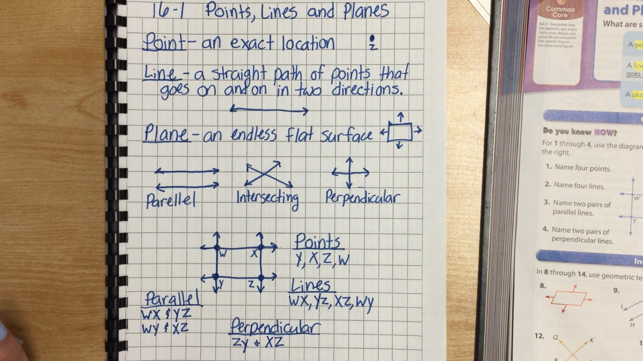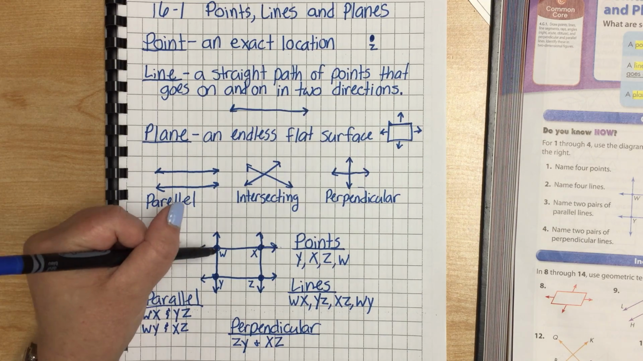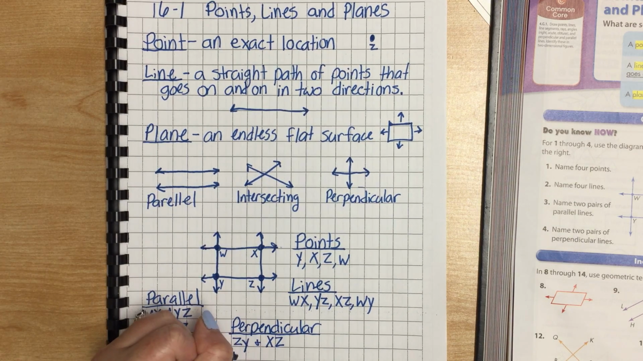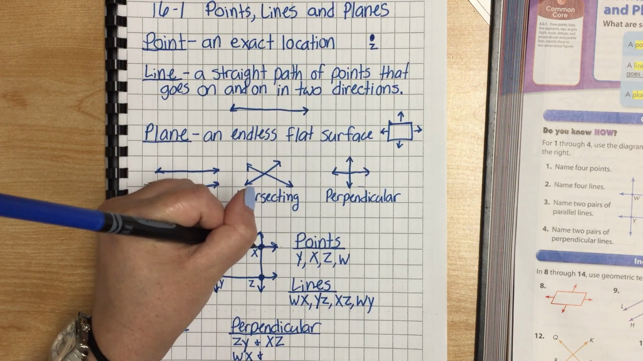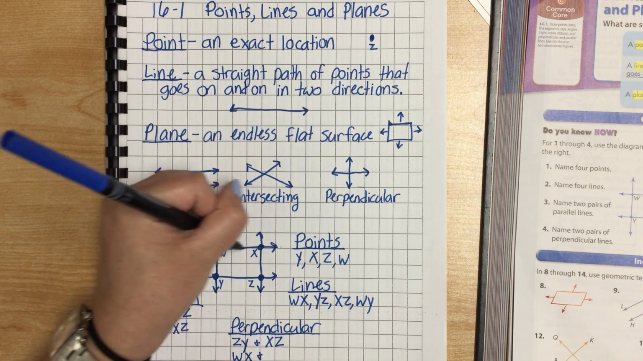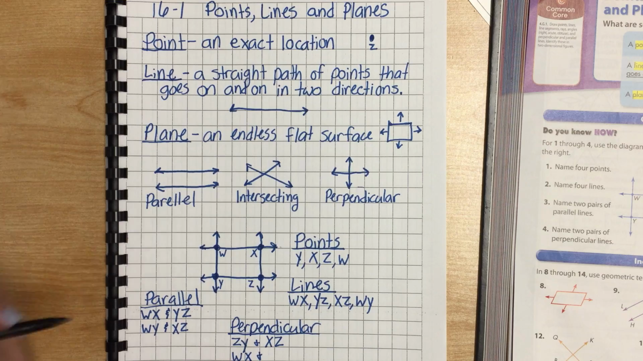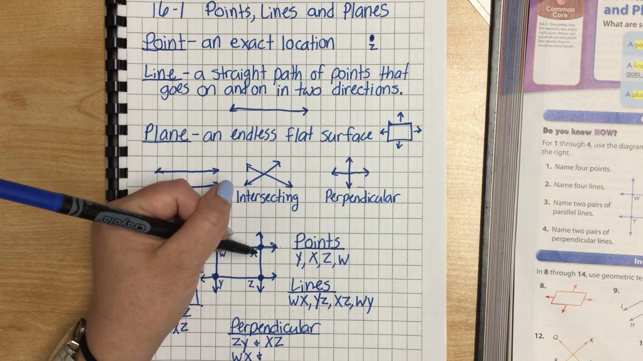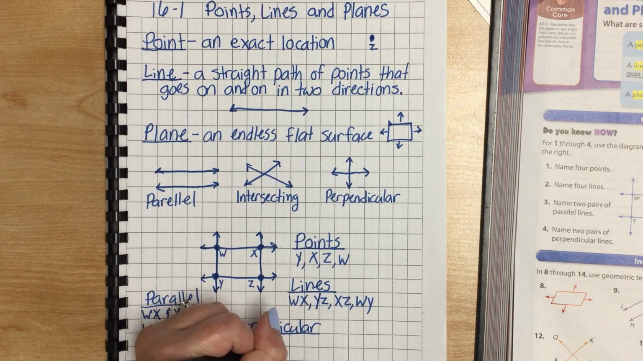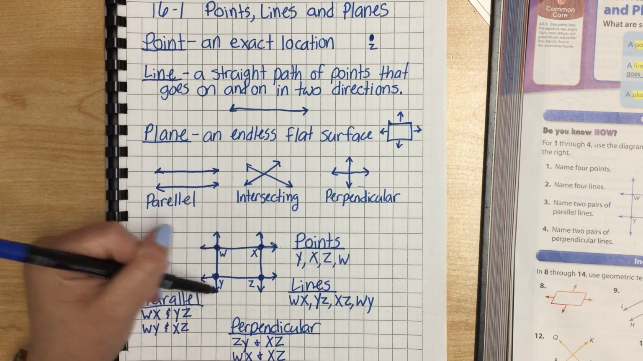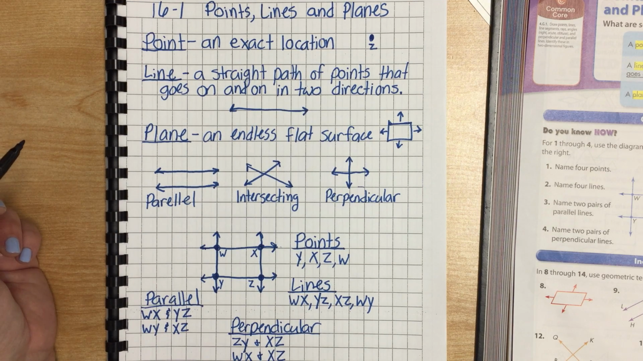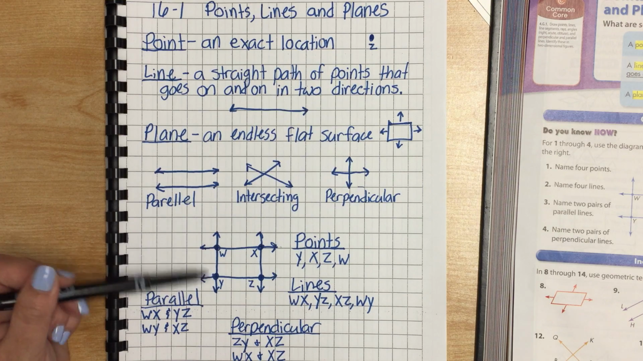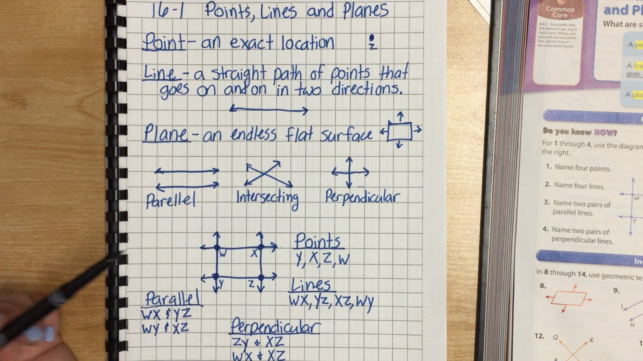What's another completely different one? Juliet? WX and YZ. WX and YZ, those are parallel. Oh. WX perpendicular. Remember, they're going to share a point. WX and XZ, yes, those are perpendicular. WX and WY are perpendicular. You can find any combination, but remember, perpendicular means that they are crossing and they're going to share a point.